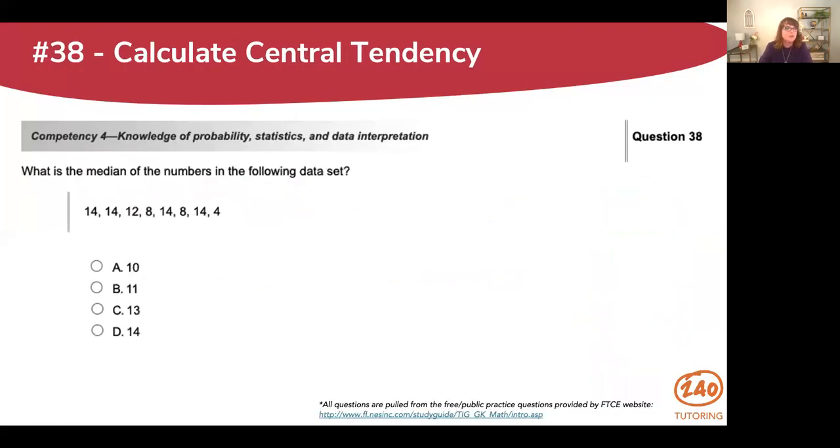Let's look at this one. What is the median of the numbers in the following data set? Guys, if you just know this is the number in the middle, it's actually really easy to do and you can do it very quickly. I'm going to list these numbers in order from greatest to least, and I cross them off just to make sure I don't forget one. 8, and then another 8, and then I've got 12, and then I can easily see I have 3 14s.